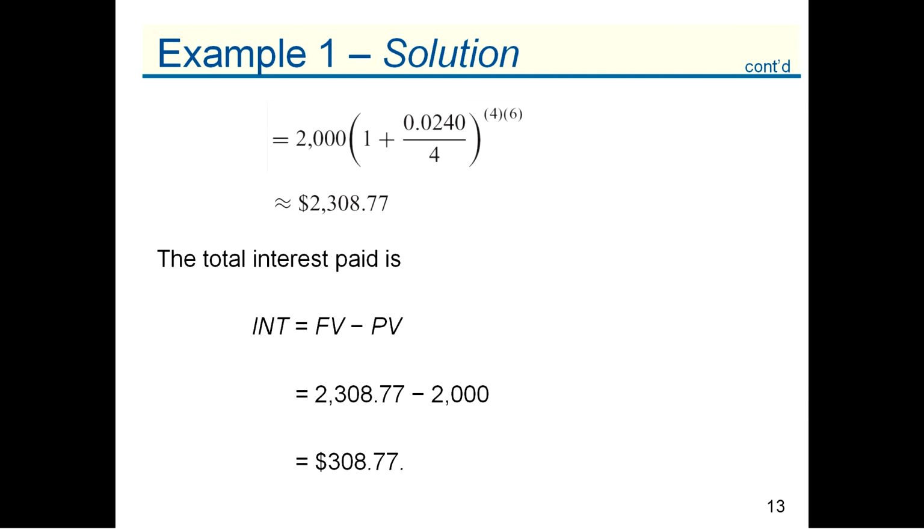$308.77. So be very careful when you're reading these. You want to make sure that you're answering the question. It didn't want to know how much total money we have, principal and interest. It wants to know just how much interest. How much did we make on this investment?